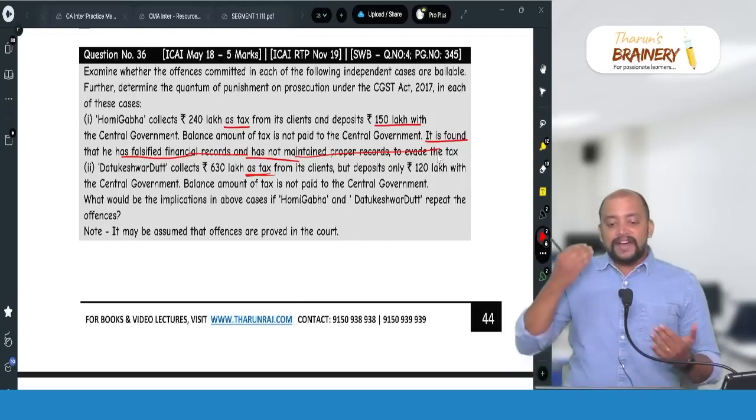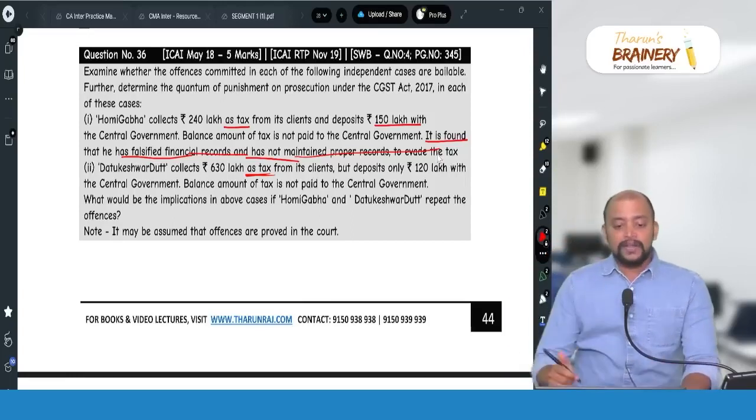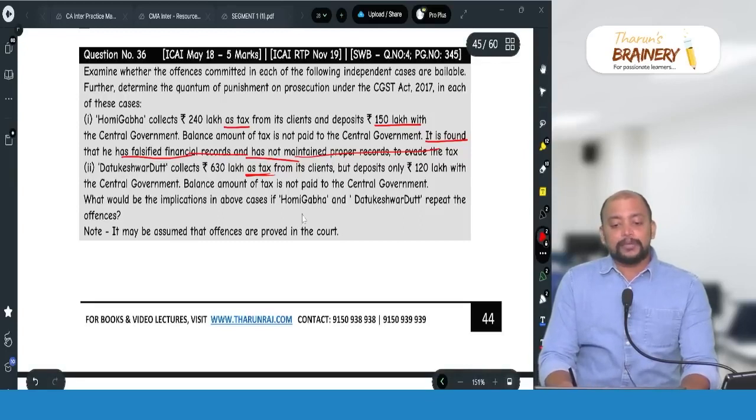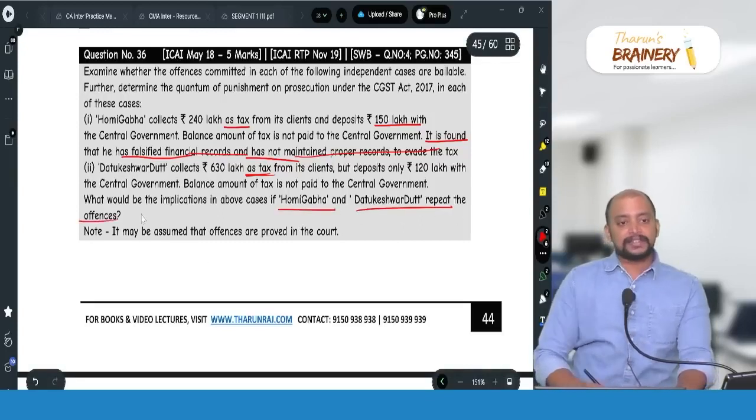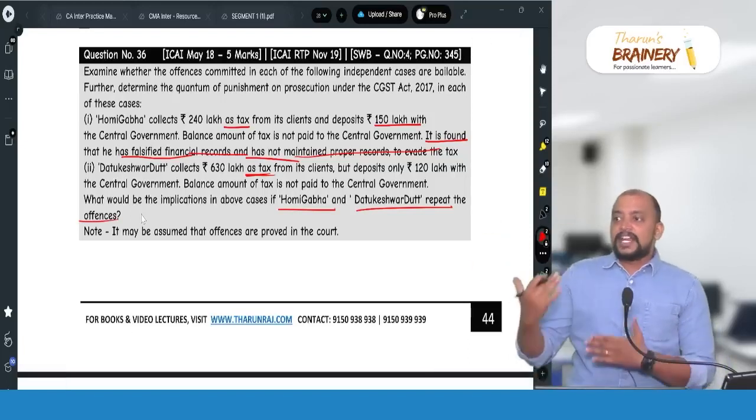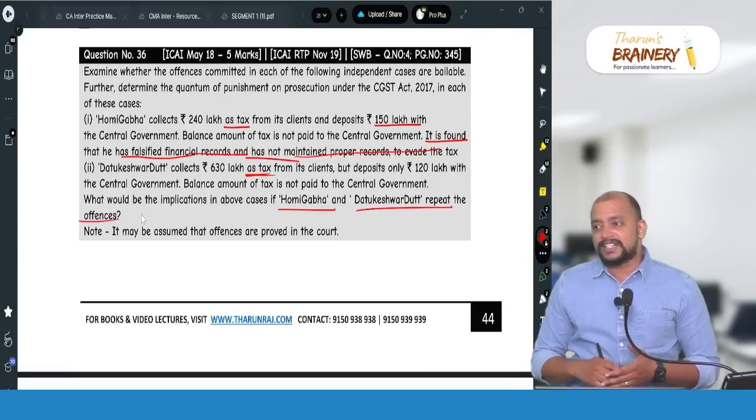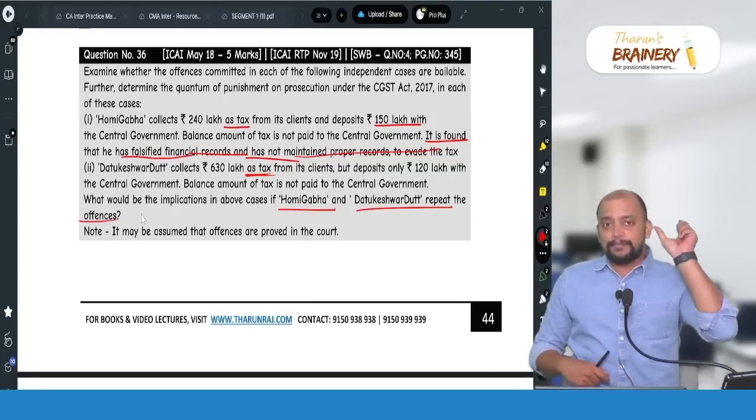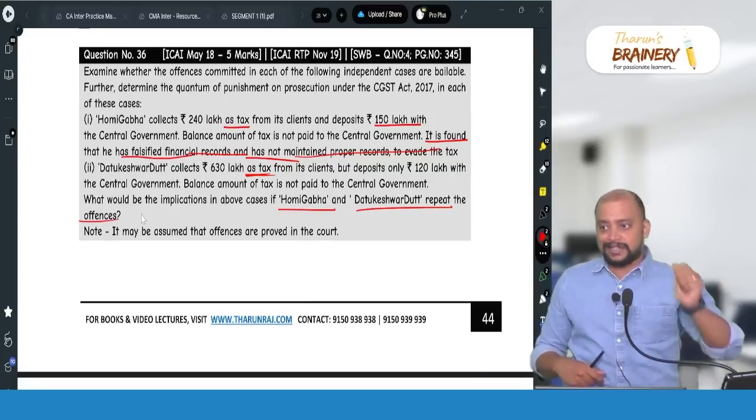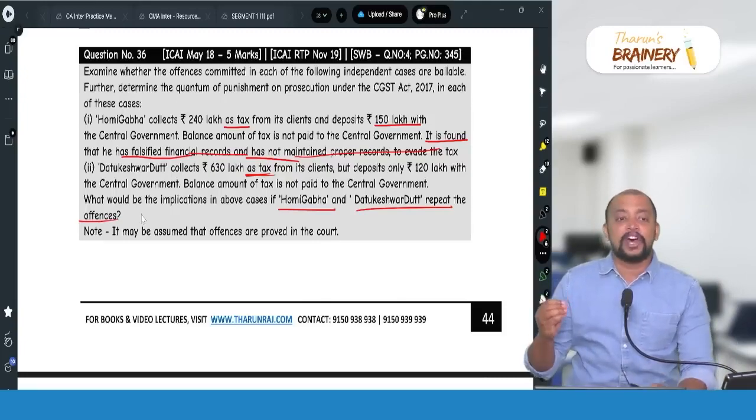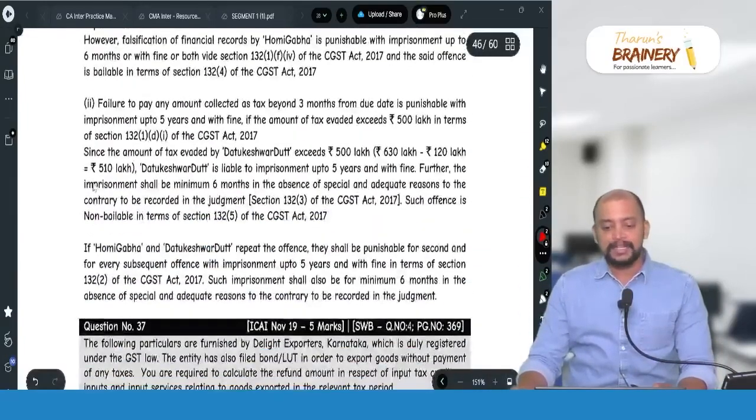Now, finally, they gave one more question. What will be the implications in the above case if Homi Gaba and Dattukeshwar Dutt repeat the offences? In both the cases, for repeating offences, it is up to 5 years plus fine. Whenever you are writing imprisonment up to 5 years, etc., there you write minimum imprisonment of 6 months. That is the answer for this.